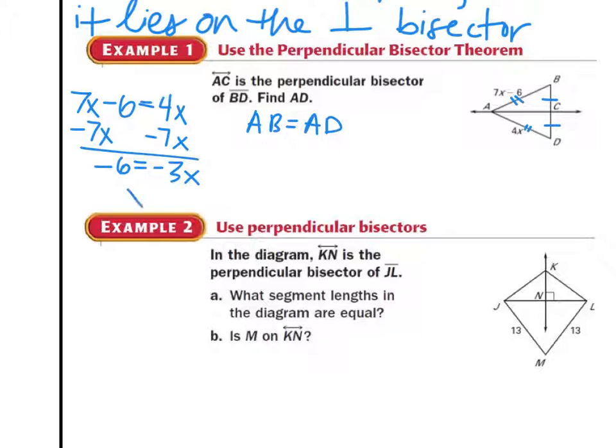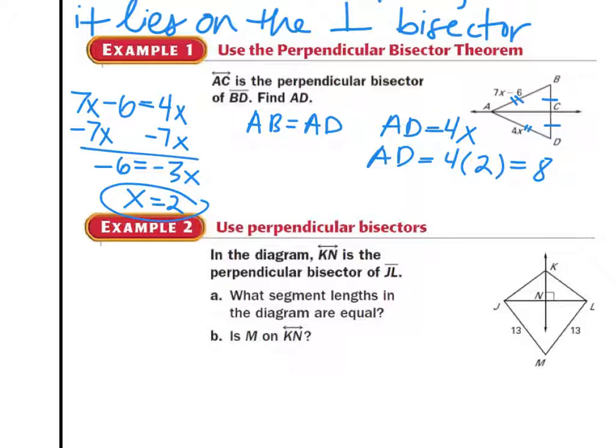2. But look back, you were asked to find AD, so you're not done. We know that AD equals 4x. So you're going to substitute 2 into x and get what your measure is for AD. 4 times 2, which is 8. So AD equals 8. Remember, if we're using the equal sign, we do not put that segment marking on the top.